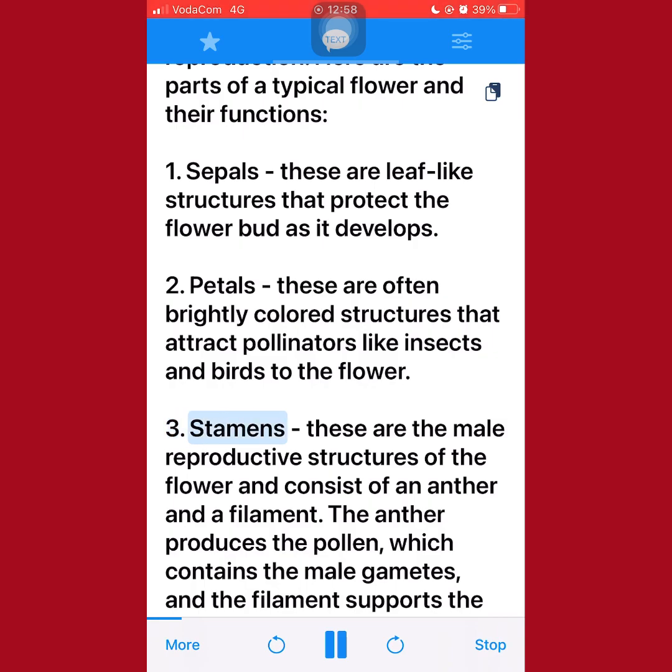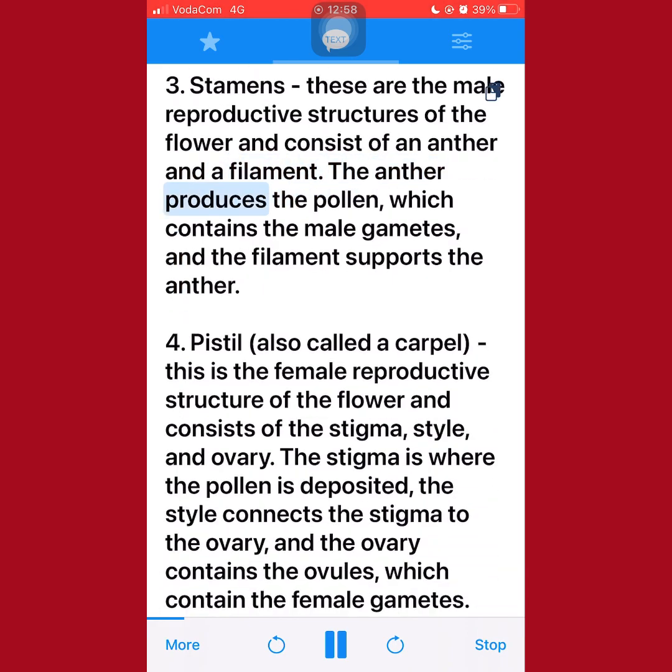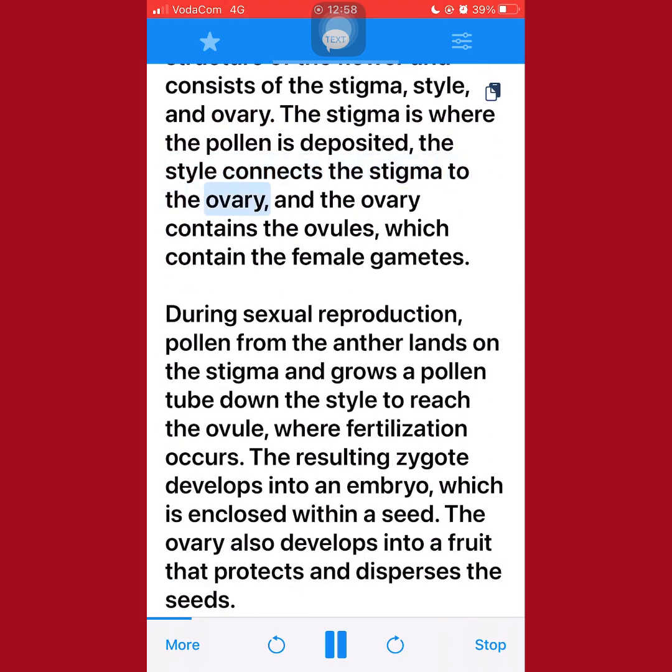3. Stamens. These are the male reproductive structures of the flower and consist of an anther and a filament. The anther produces the pollen, which contains the male gametes, and the filament supports the anther. 4. Pistil, also called a carpel. This is the female reproductive structure of the flower and consists of the stigma, style, and ovary. The stigma is where the pollen is deposited. The style connects the stigma to the ovary, and the ovary contains the ovules, which contain the female gametes.